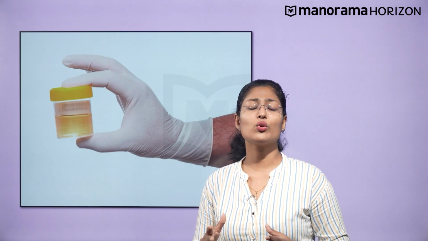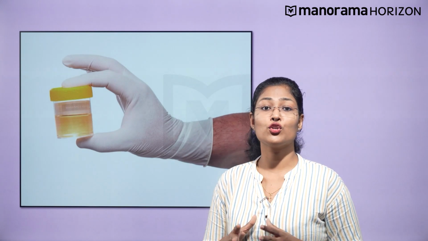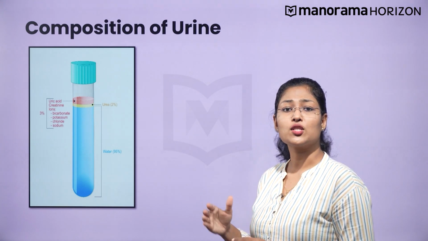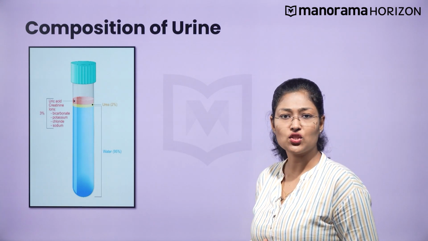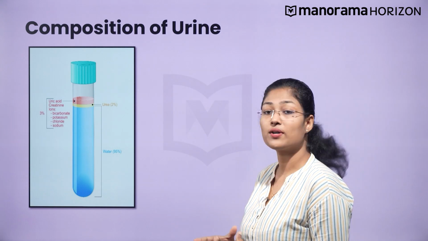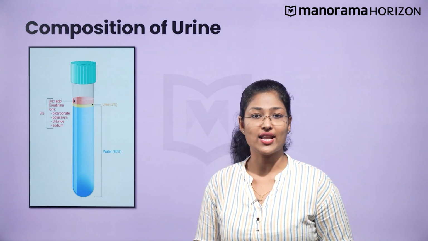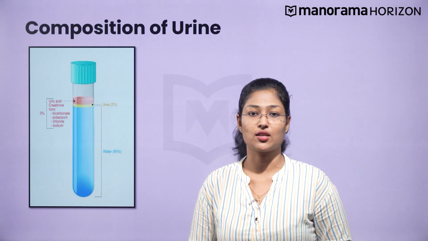Let me ask you a question. Why does urine have a yellow color? The color is due to the presence of urochrome pigment. It is a breakdown product of hemoglobin. Now, it's time to check the major components of urine. The major part of urine is water, which is 95%, urea, which is 2%, and uric acid, creatinine, pigments and inorganic salts, which comprise 3%.